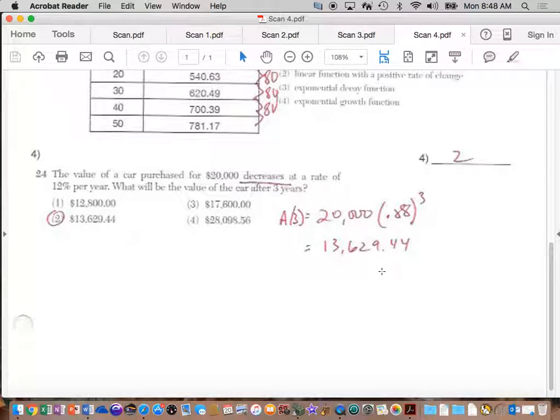13,629.44. Yes? When do you know to subtract the 1 minus point? Keyword decrease. Okay. Decrease means subtract it, increase, add it. So, but for the interest rate one, we just... Interest rates are going into the bank account, so it's being added in. Oh. Okay? Yeah, like I said, I expected you to struggle with this one.